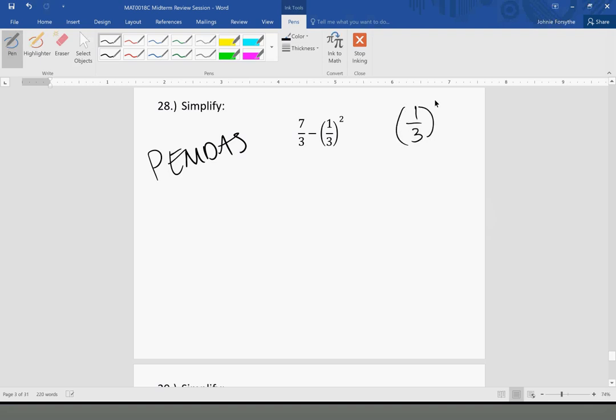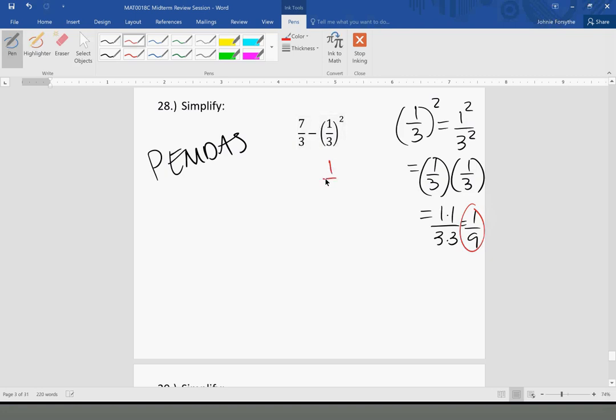So 1/3 squared is basically 1 squared over 3 squared, or you can look at it as 1/3 times 1/3, which is going to be 1 times 1 over 3 times 3, which is 1 over 9. So when we do this exponent first, we have 1 over 9. I did not include that negative in there because that was outside of the parentheses. So that's not a part of my base. So it's going to be 7 over 3 minus 1 over 9.